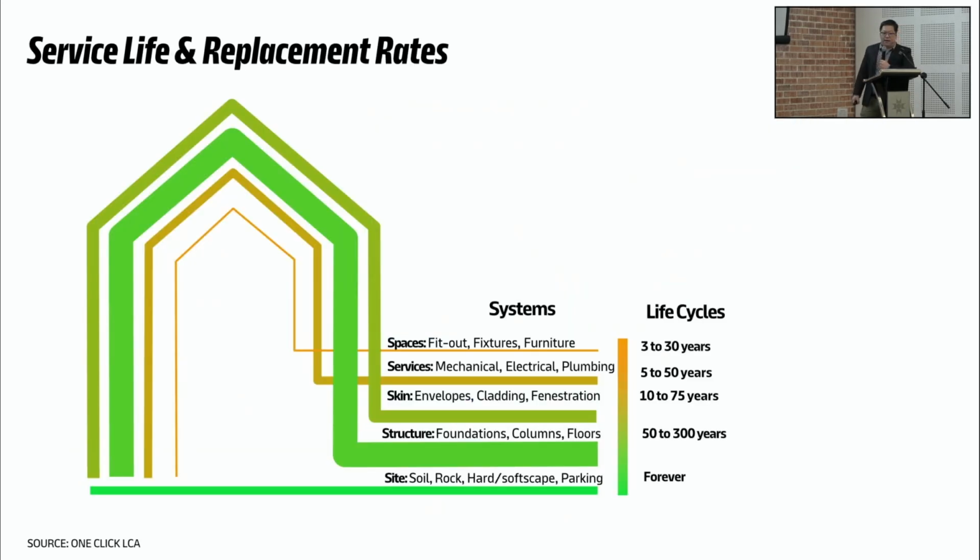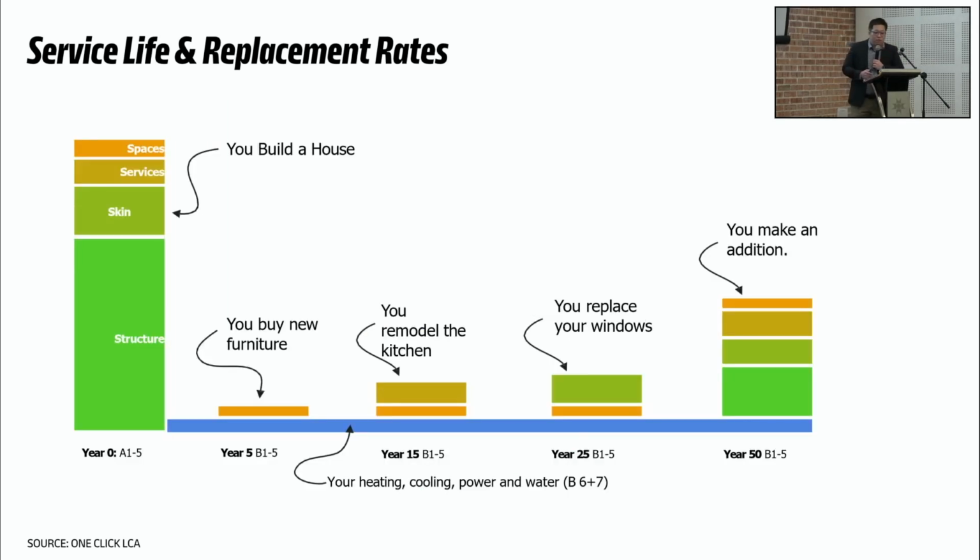Now, first concept and first idea, we look at the service life and replacement rates. According to some study, look at the screen over here, this is the life cycle of certain products: fit-out furniture, 3 to 30 years, mechanical, electrical, plumbing services, 5 to 50 years, envelope, cladding, fenestration, up to 75 years, structural foundation columns, 300 years, and the rest. Taking this into account, what should we do?